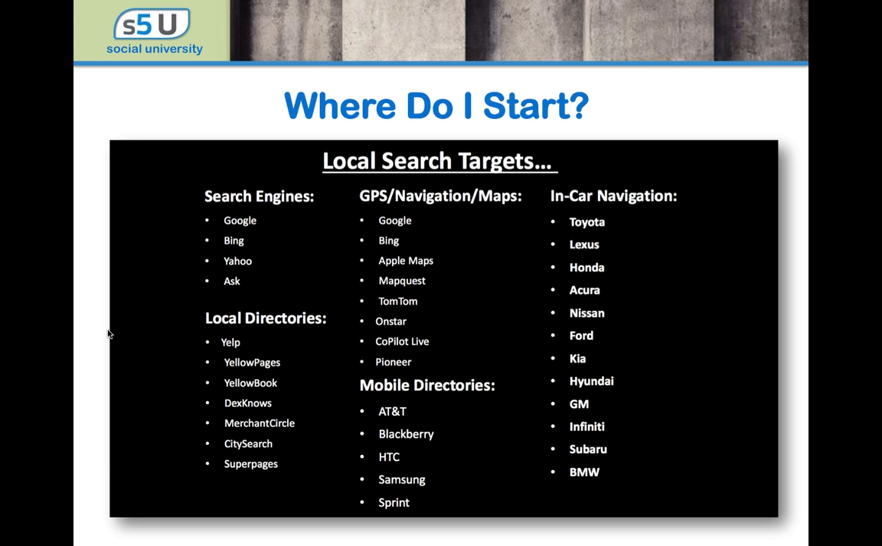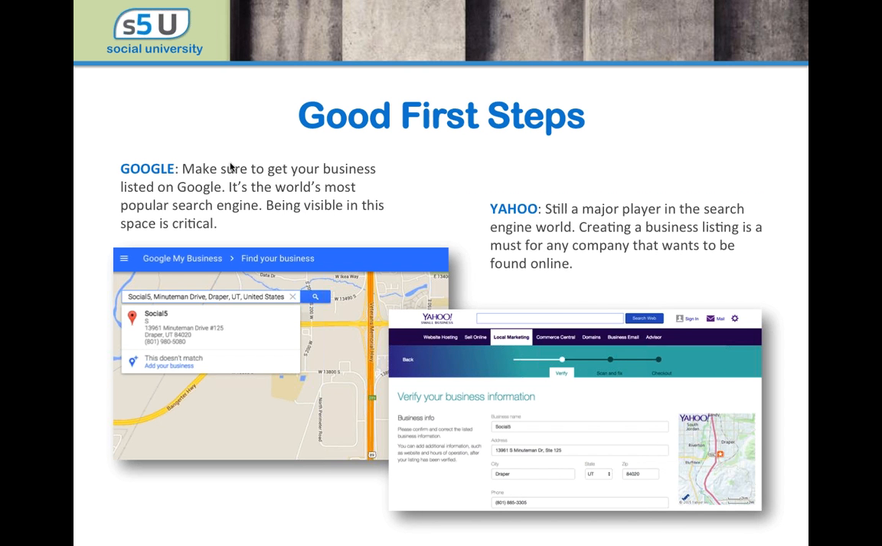Then you can look at local directories: Yelp, Yellow Pages, Yellow Book, Dexknows. All of these places have spots where you can log in and put in your business information to be found. Search engines, you've got to do that. It's critical for your business to be recognized and to move yourself up in the rankings. So focus on those search engines first. That's where I was looking with these good first steps.